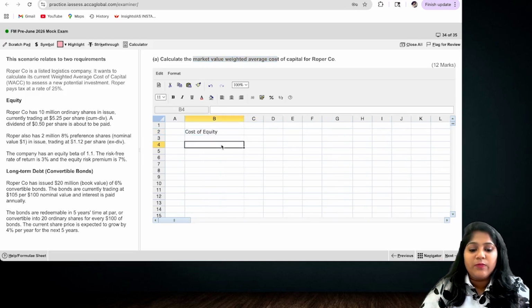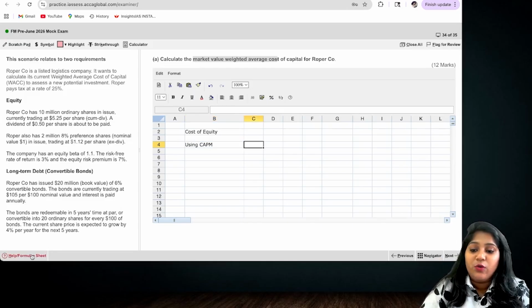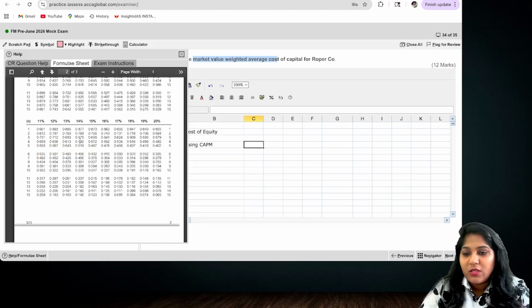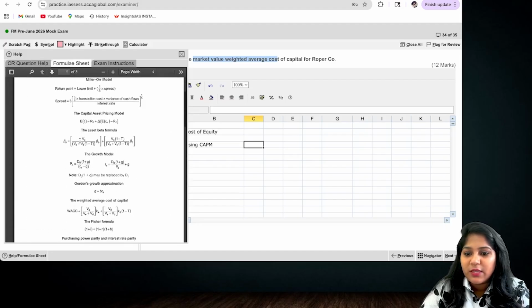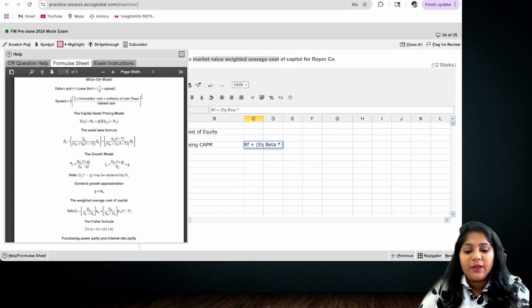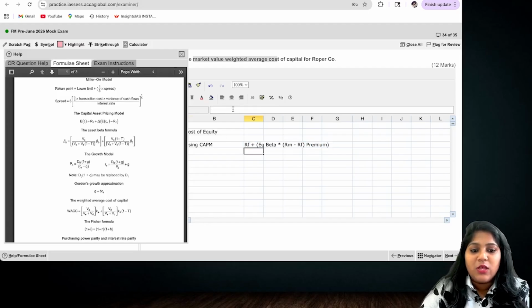First, cost of equity. Using what model? Using CAPM model. What is the formula? If you don't know the formula, go to the formula sheet quickly. So what is the formula for CAPM model if you guys can look at it? This is the formula, if you guys can see, CAPM. Yeah, to find out the rate, what do you have to do? Take risk-free rate plus equity beta multiplied with the required rate of market return minus risk free, which is nothing but premium amount. Market risk premium. So this is the formula.